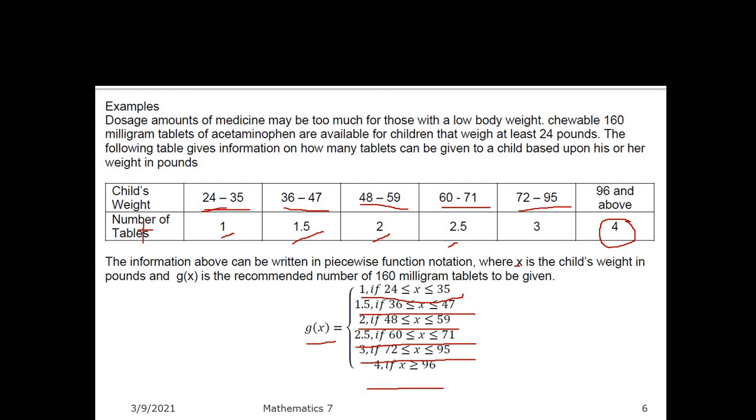So if we are going to graph, it will look like steps. Another name for piecewise function is step function. Why? Because it looks like a step up.